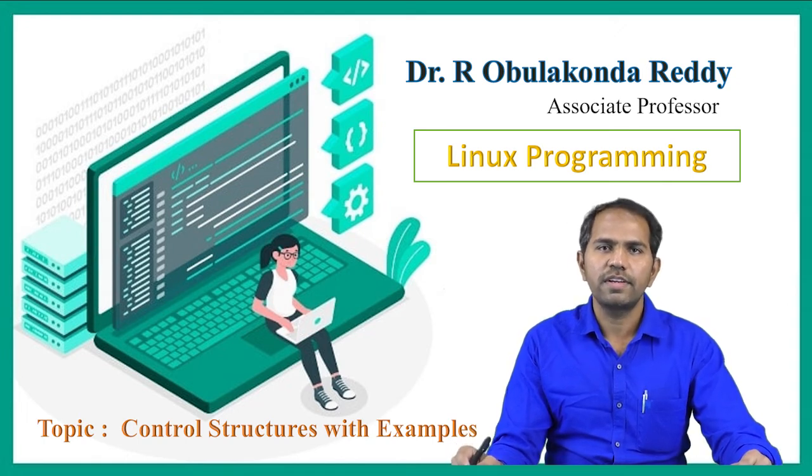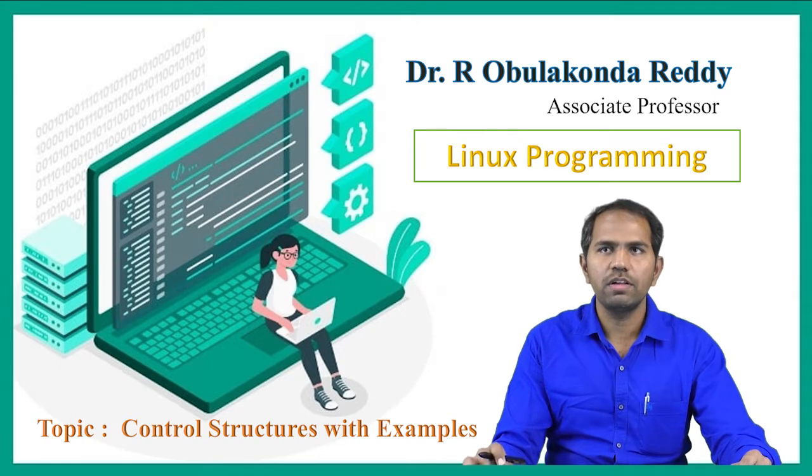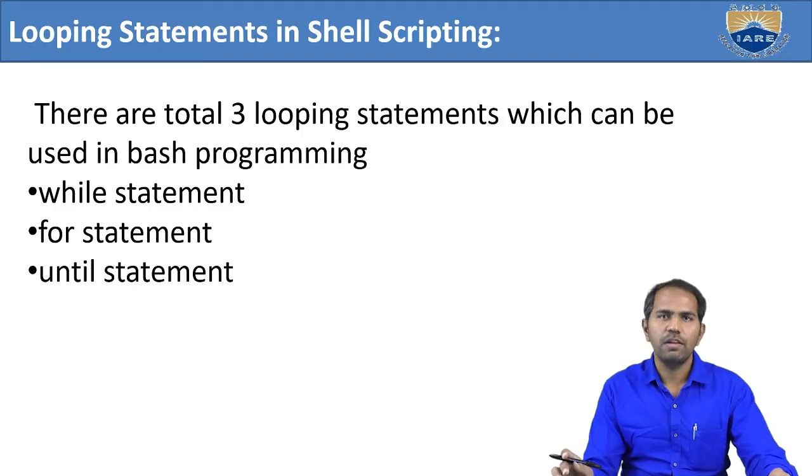Now in this session we will discuss looping in shell programming. Three types of looping are supported in shell programming. The first one is while, the second one is the for loop, and the third one is the until statement. Here we observe the main differences between looping and conditions.